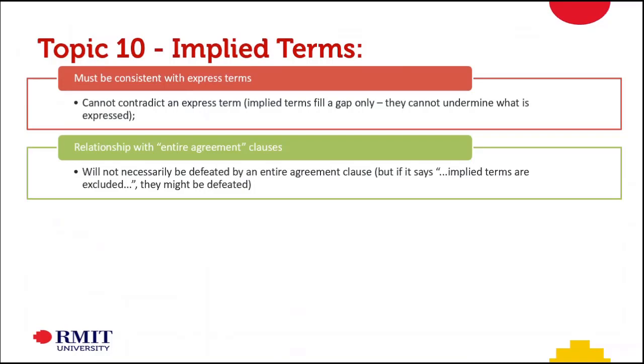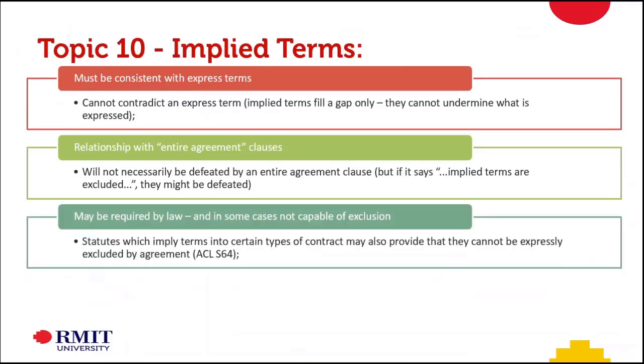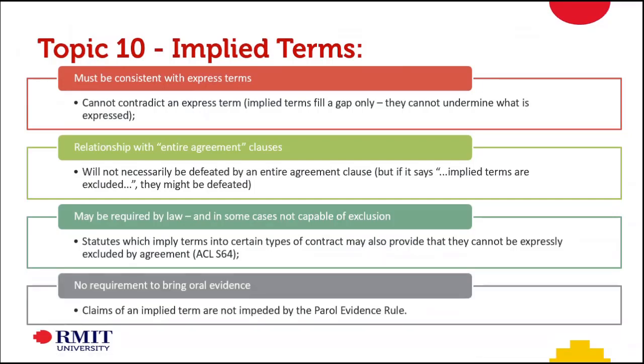We talked about the relationship that implied terms have with entire agreement clauses. And I used the case study of Nifsan and Busky in relation to that. So it's worth noting that an implied term, a statutory implied term in particular, won't necessarily be defeated by an entire agreement clause. Sometimes the law will require them, and sometimes they won't be capable of exclusion.